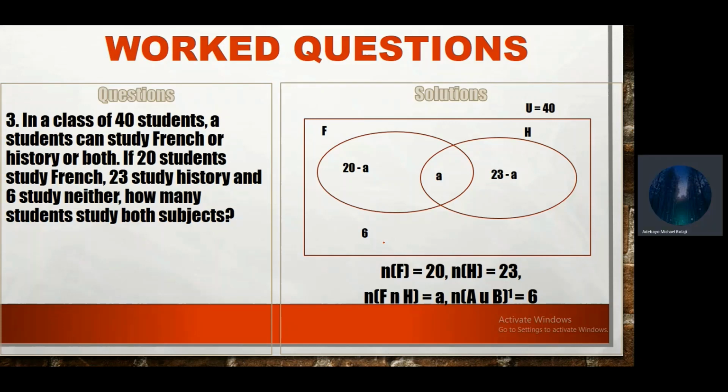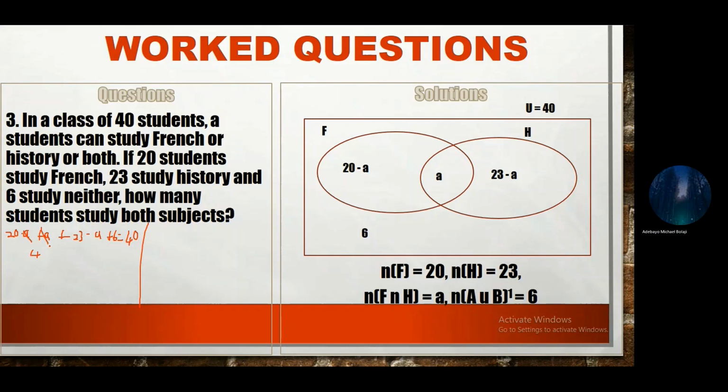To find our A, we add up 20 minus A. So let's add it up. Now we have 20 minus A plus A plus 23 minus A plus 6 equals our total, which is 40, right? Good. Now minus A cancels plus A. So 20 plus 23 is 43. 43 plus 6 is 49, right? So 49 minus A equals 40.